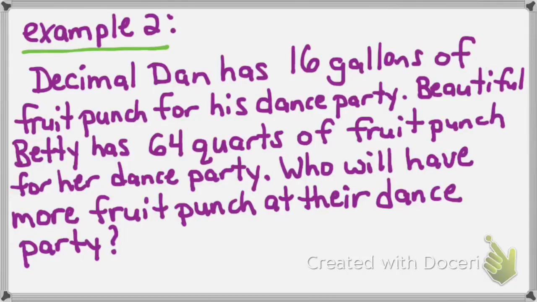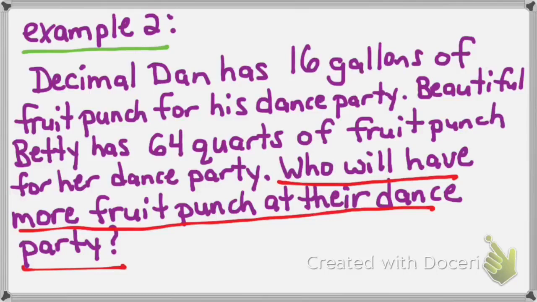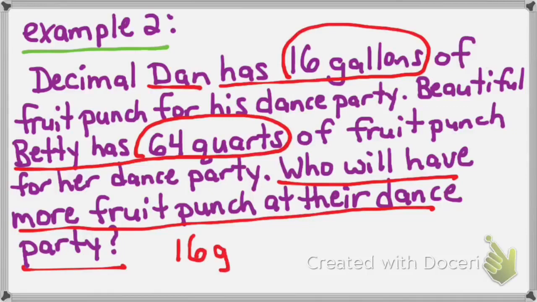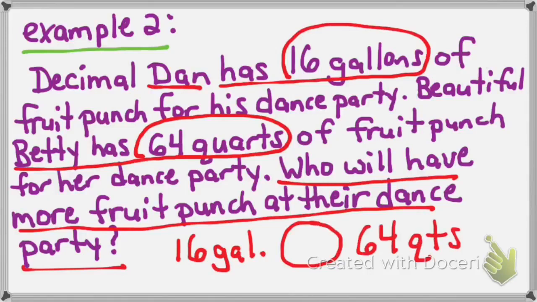What is it asking us? Who will have more fruit punch at their dance party? What do we know? We know that Dan has 16 gallons of fruit punch, and we know that Betty has 64 quarts of fruit punch. So I need to compare: is 16 gallons greater than, less than, or equal to, so I'll put my comparison circle, 64 quarts. So let's write that on the next page so we have plenty of room to solve our problem.